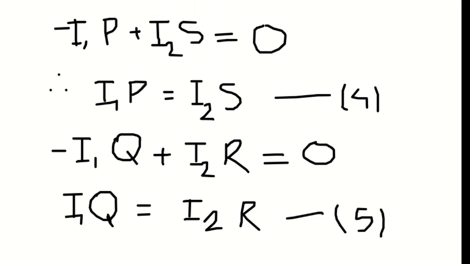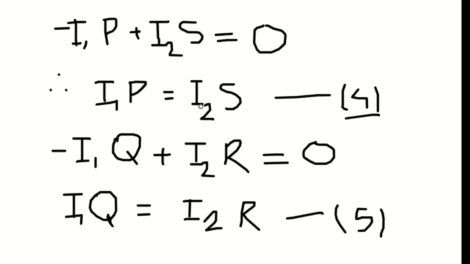From equation number 2, when we put Ig equal to 0, we will get minus I1p plus I2s is equal to 0. And if we rearrange this, we can get I1p is equal to I2s. Name this equation number 4. Now from equation 3, when we put Ig equal to 0, we will get minus I1q plus I2r is equal to 0. Now rearranging, we will get I1q equal to I2r. Name this equation number 5.